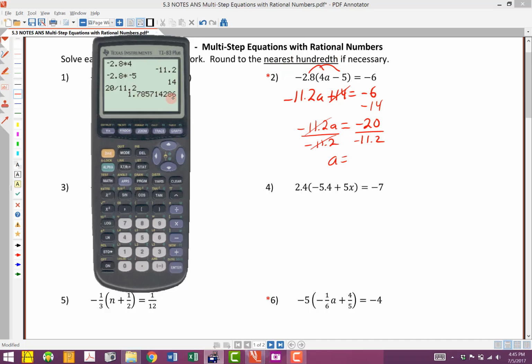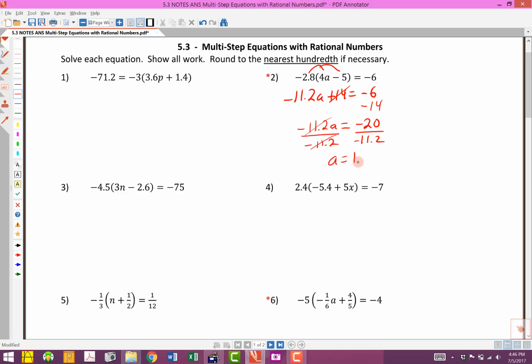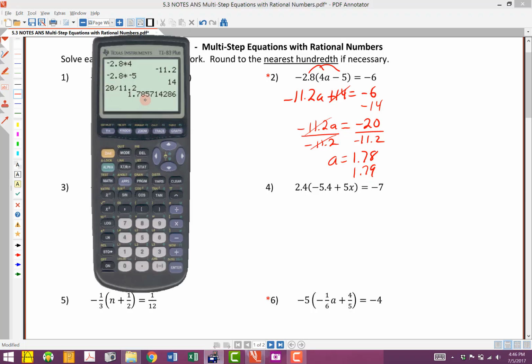So we're not going to write out this whole thing because that's a really long, ugly decimal number. What we're going to do is stop at the hundredths place. So we're going to write 1.78 or 79. So there's our choice. It's either 1.78 or 1.79.